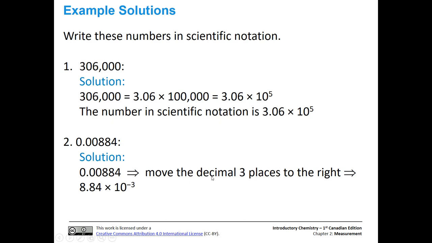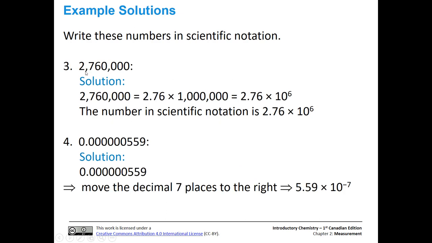So now let's do a little one, okay? 0.00884. So again, we're going to move the decimal place until we get between these two eights. So 1, 2, 3, so we have 8.84 times 10 to the negative 3. We moved it three places to the right, and so that gave us 10 to the negative 3.